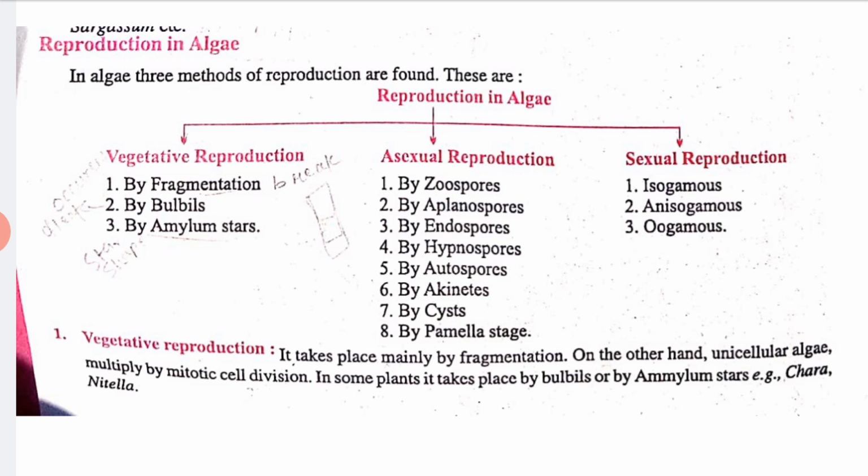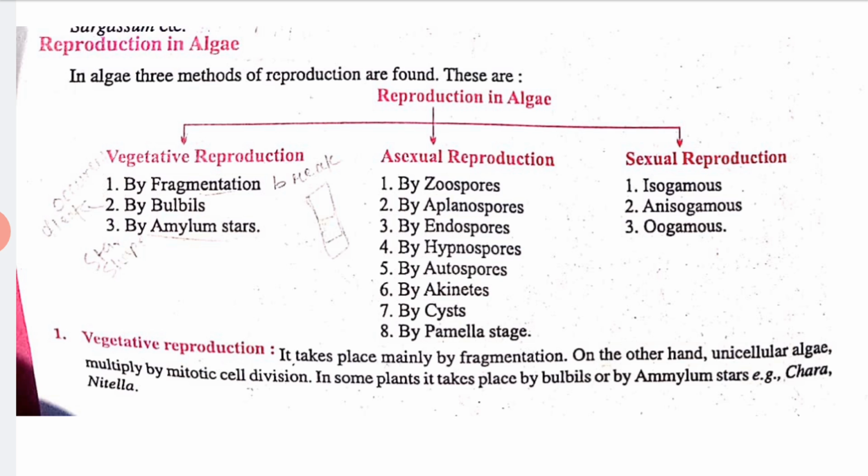So let's talk about what vegetative reproduction is. It takes place mainly by fragmentation. On the other hand, unicellular algae multiply by mitotic cell division. In some plants it takes place by bulbils and by amylum stars. Examples we have are Chara and Nitella.